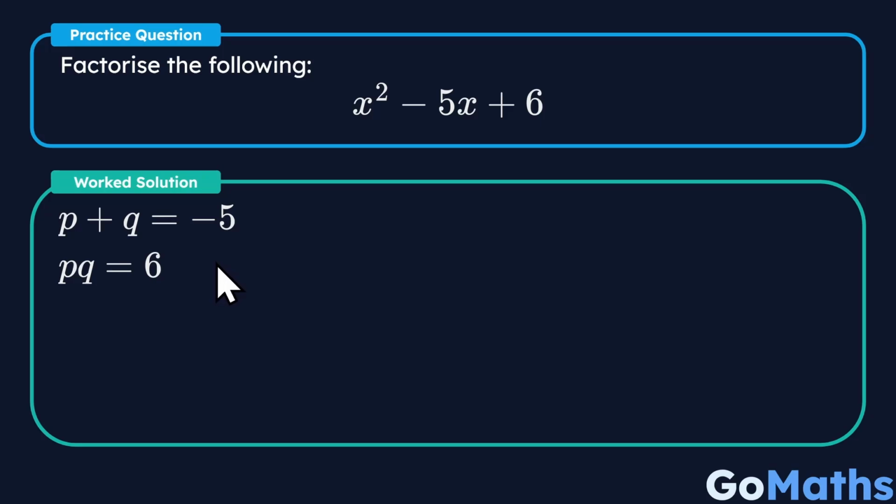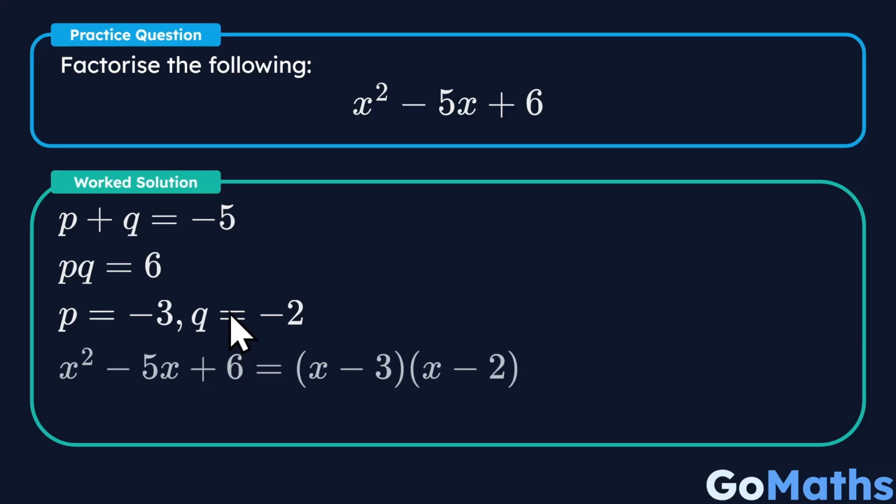So what else can we try? Well, don't forget about negative factors. We can try minus 3 and minus 2. If we have minus 3 plus minus 2, we do get minus 5. And if we have minus 3 multiplied by minus 2, we get positive 6. Remember that two negative numbers multiplied together gives a positive. So we found valid p and q values. Now we can substitute them in, and we have our factorized form.